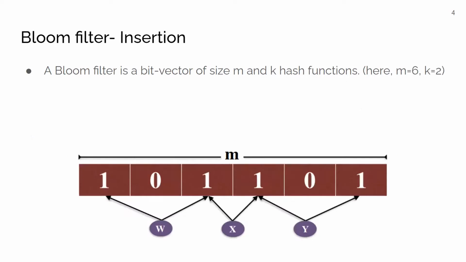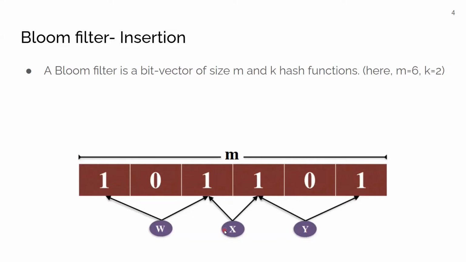Let's look at how insertions work in a Bloom filter. A Bloom filter is nothing but a bit vector of size m with k hash functions. In this example, m is equal to 6, which is the size of the bit vector, and k is equal to 2, which is the number of hash functions. Each of these hash functions returns an index in the bit vector. So for example, if you're trying to insert w, x, and y, the two hash functions for w return 0 and 2, which is why we set those bits to 1.